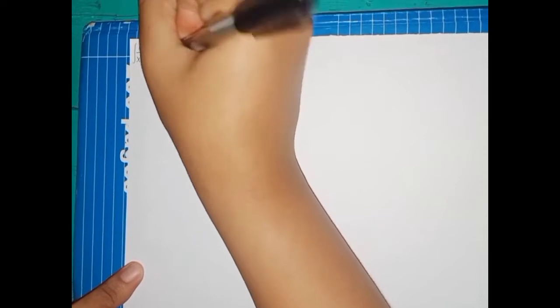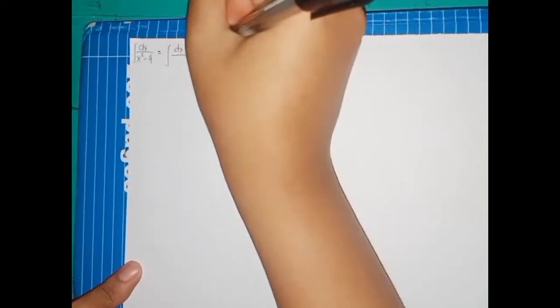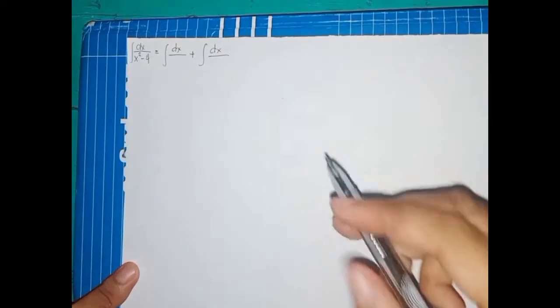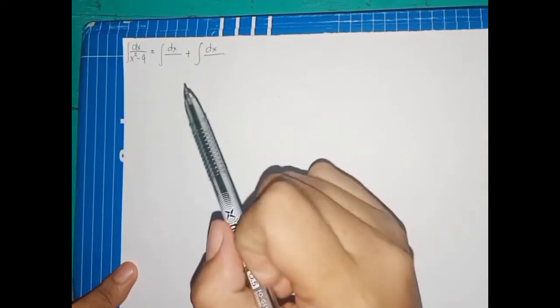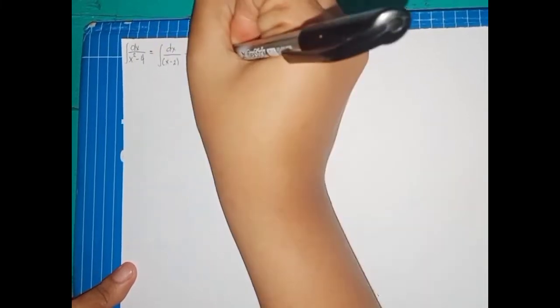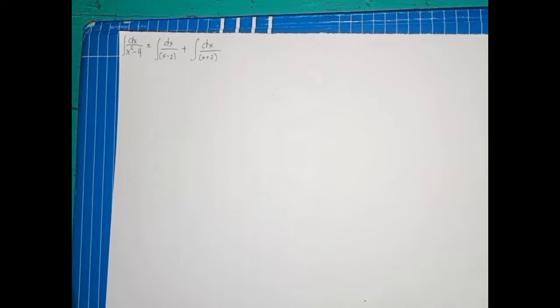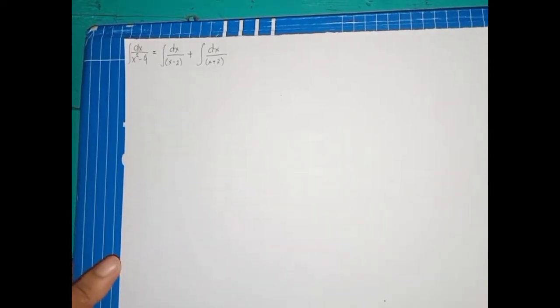Okay, so we have here another example, the integral of dx over x squared minus 4. Let's solve this to get the values of A and B. So we have the integral of A dx plus the integral of B dx. The factors of x squared minus 4 will be x minus 2 and x plus 2. Okay, so let's proceed to get the values of A and B.